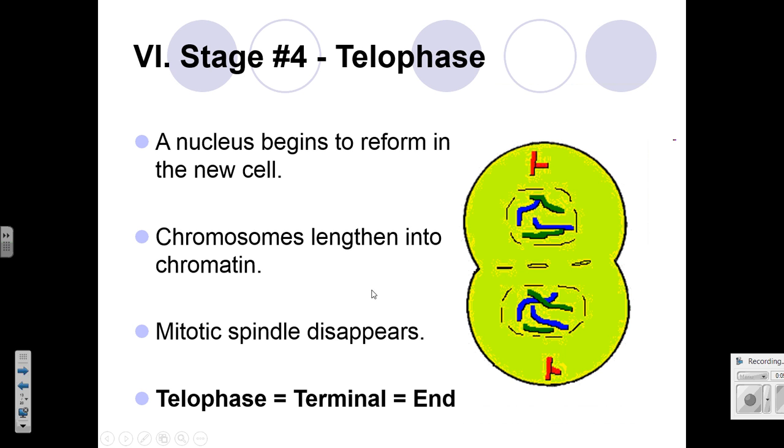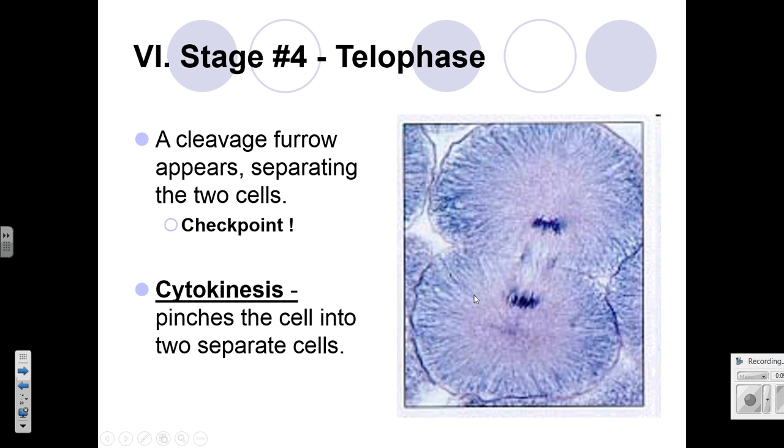Okay, telophase is when the nucleus is going to come back. Basically, it's the opposite of prophase. So the nucleus comes back, the chromosomes start to lengthen back out into chromatin, and the spindle dissolves and disappears. You're then going to get a little pinching off in between called the cleavage furrow, and that's basically a new cell membrane being formed. There's a checkpoint here to make sure everything is okay in each of the correct cells before it is actually totally separated.